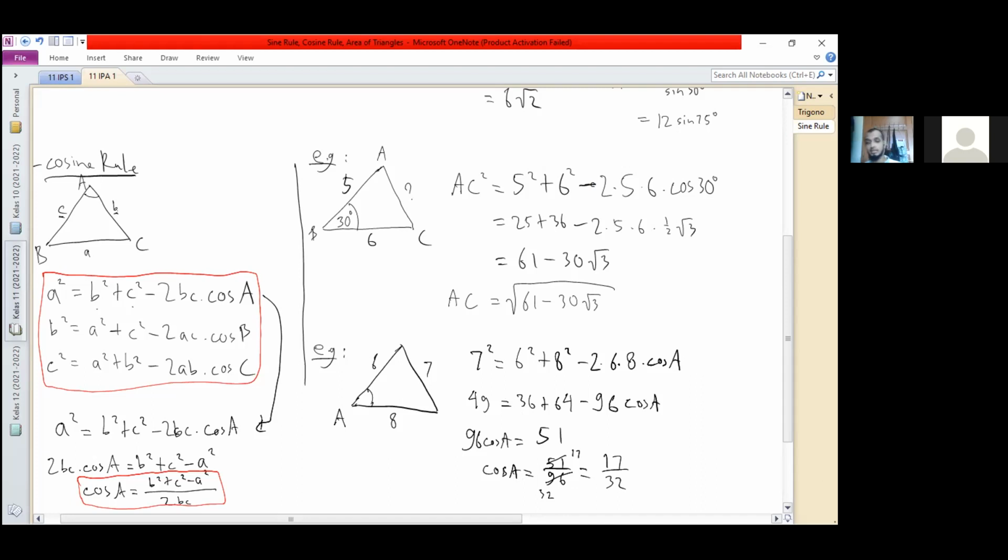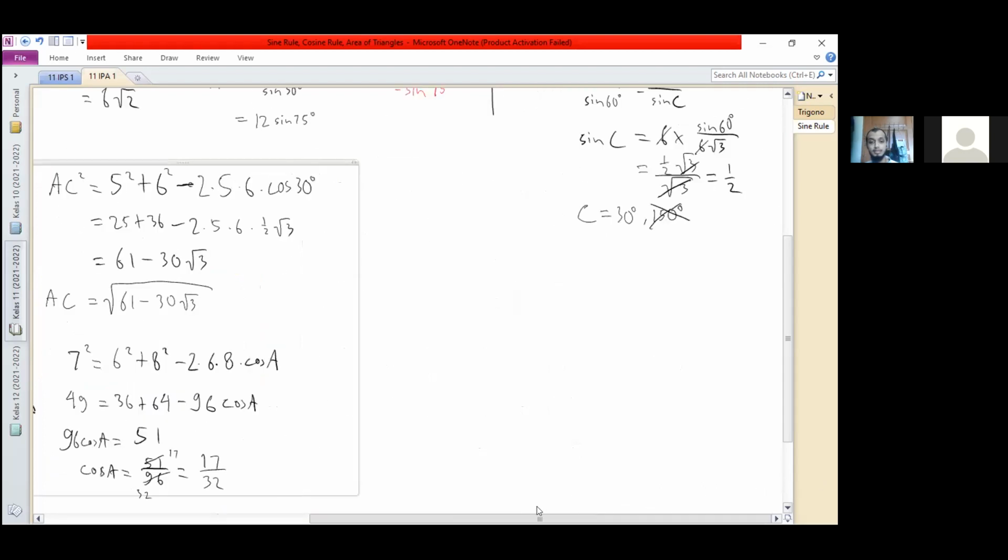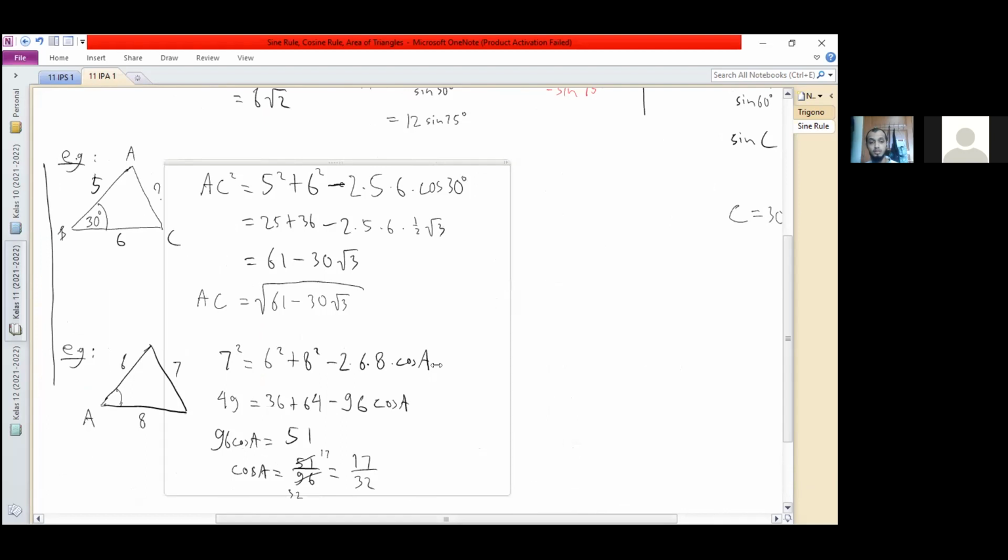So another example is, okay, let's see. So we have two sides and one.